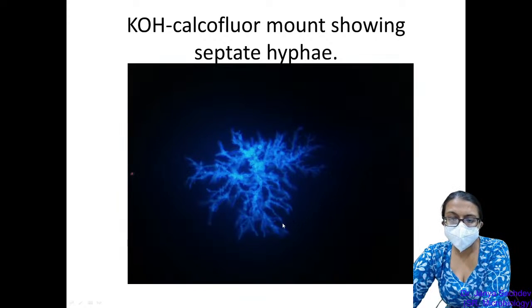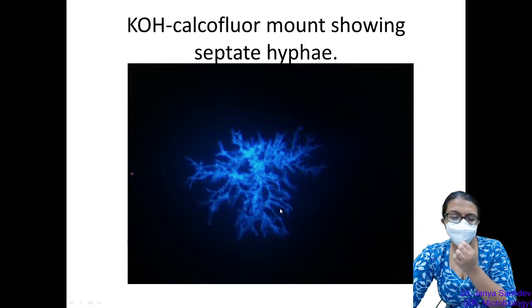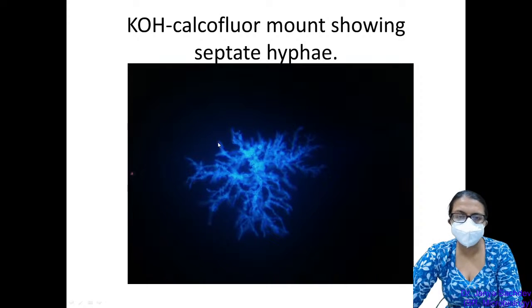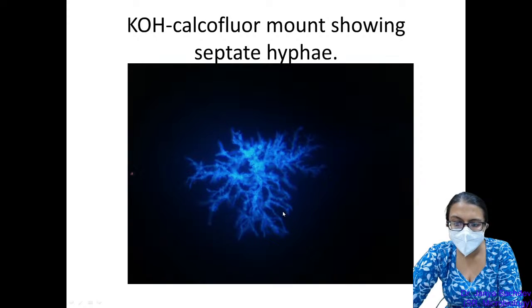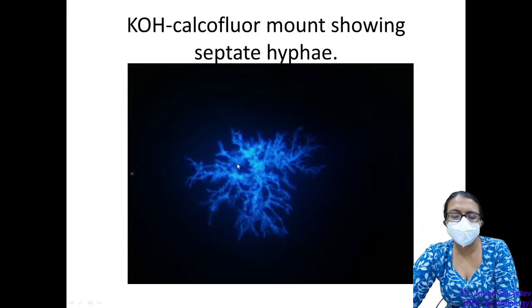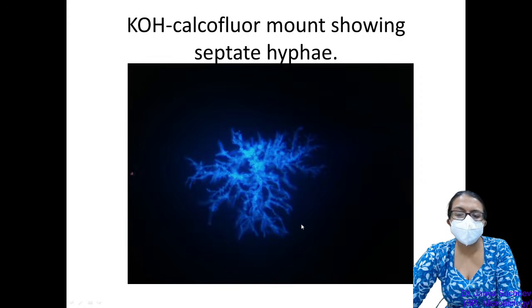Here you can see what a KOH mount with calcofluor looks like. As you can see, the extraneous material has been cleared by the KOH. The calcofluor has bound to the chitin in the fungal cell wall, and you can very clearly appreciate the septate branching hyphae with the dichotomous pattern which is typical of Aspergillus. This is seen in a BAL sample. You can appreciate the septa, you can appreciate the branching pattern, and it's very easy to make out what is a fungal element, and the background is all cleared.